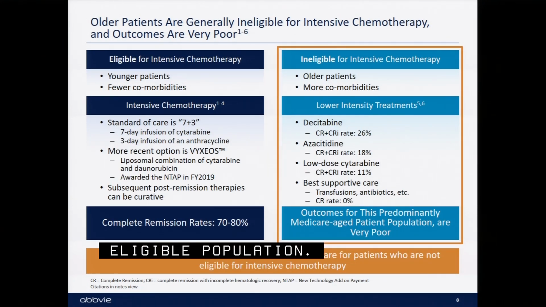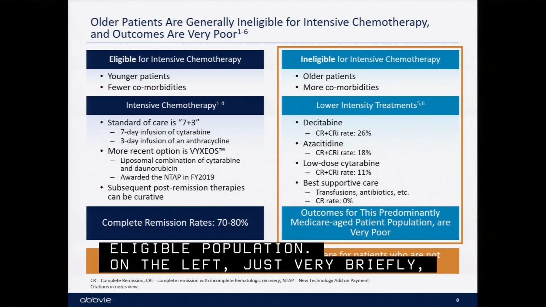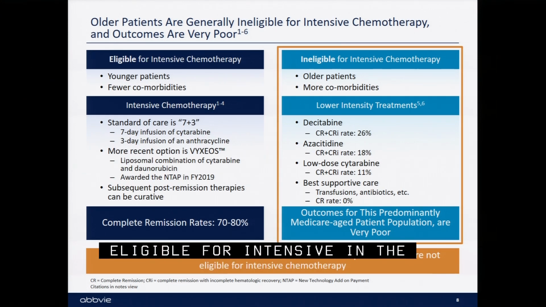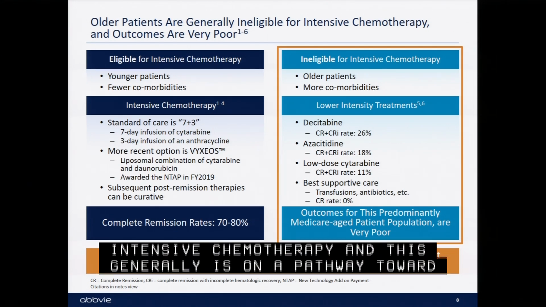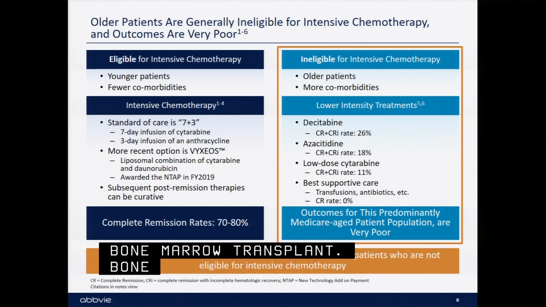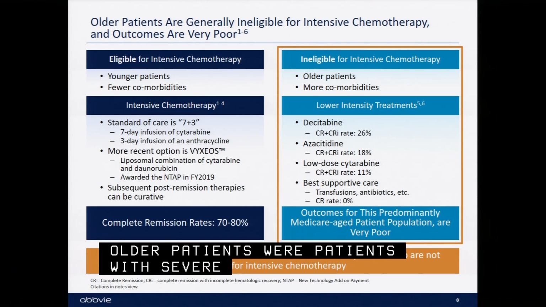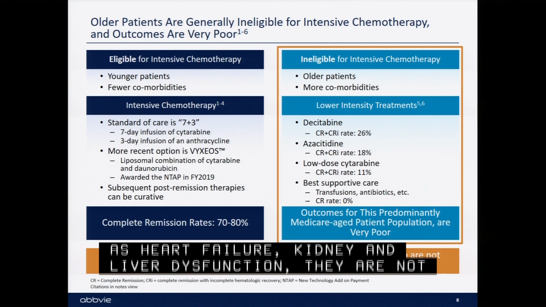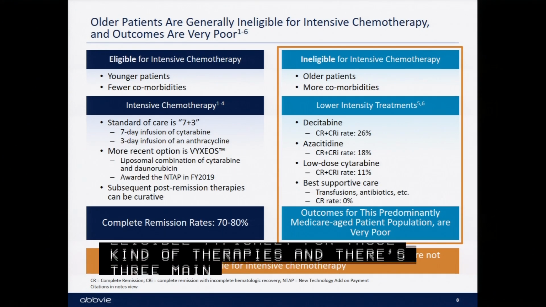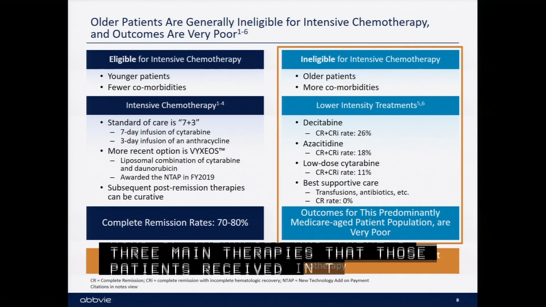On the left, just very briefly, younger patients who are eligible for intensive chemotherapy receive very intensive chemotherapy, and this generally is on a pathway headed towards bone marrow transplant. Bone marrow transplant, for those patients who are able to receive it, can be curative. But older patients or patients with severe comorbidities such as heart failure, kidney dysfunction, or liver dysfunction are typically not eligible for those kinds of therapies. There are three main therapies that those patients received in the United States prior to the approval of Venclexta, and that's decitabine, azacitidine, and low-dose cytarabine.